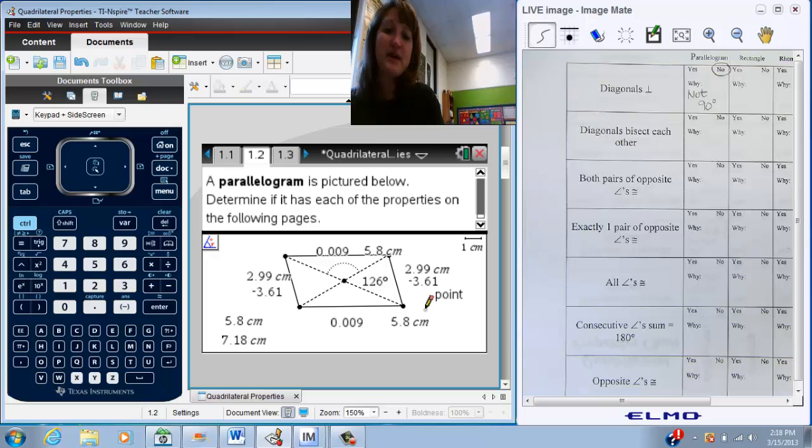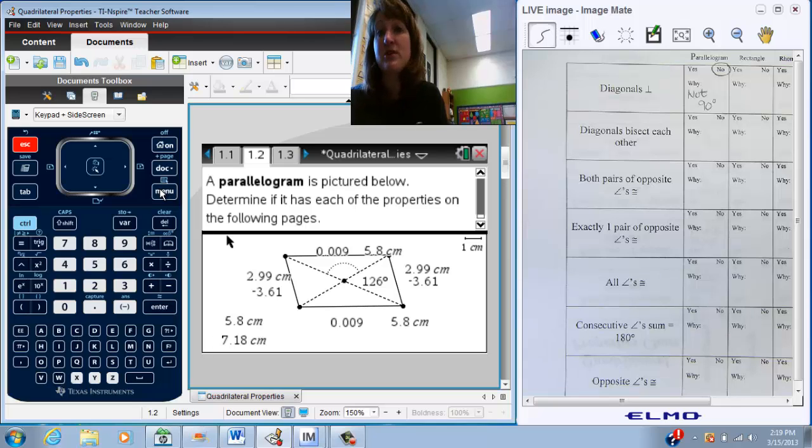Alright, do the diagonals bisect each other? Now, with this one, it's kind of a tricky thing. If the diagonals bisect each other, then what that would mean is that they cut each other into equal pieces. So this piece here would be the same length as this piece here, and same thing on the other diagonal. Another way to test and check is if the two segments have the same midpoint. And for some people that's kind of a hard thing to think about. If they have the same midpoint, then they bisect each other.